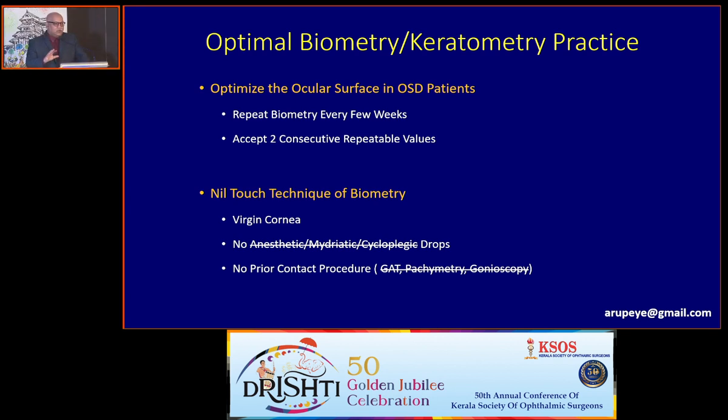A diagnostic workup is done. In case we find that the ocular surface is deficient, the patient is put on tear substitutes to optimize the ocular surface, and the biometry is repeated every few weeks until we get 2 consecutive repeatable values. I would like to emphasize the nil touch technique of biometry. When you do the biometry, the cornea should be pristine, it should be virgin.